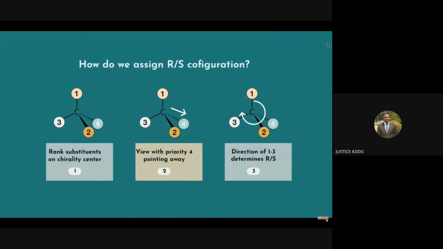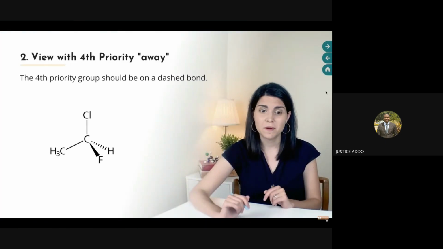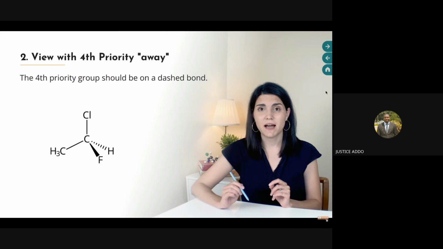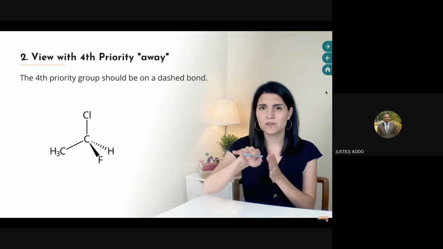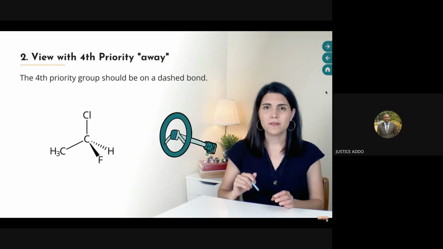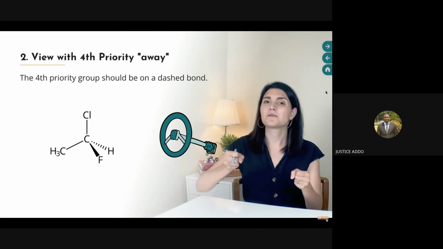The second step in assigning the R or S configuration is to view the molecule with the 4th priority group, which is usually a hydrogen atom, pointing away from you. Usually this means that you are looking at the molecule so that the hydrogen or the 4th priority group is on a dashed bond. That means it's pointing away from you, the viewer, and into the page. We want to be able to look at our 1, 2, and 3 priority groups as if they make a steering wheel, and the bond between the chirality center carbon and the 4th priority group is like the steering column pointing away from us. So when you're checking out your molecule for its orientation, look for that steering wheel with number 4 in the back.